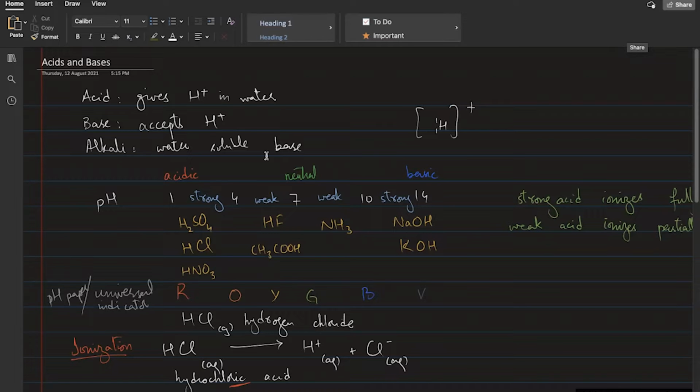Because the definition, as the name suggests, defines what something does. So when you say acid gives H positive in water, then you have basically defined for all the reactions what acid is supposed to do. So the moment you see an acid, you're like, this will definitely give H positive. And what is H positive?